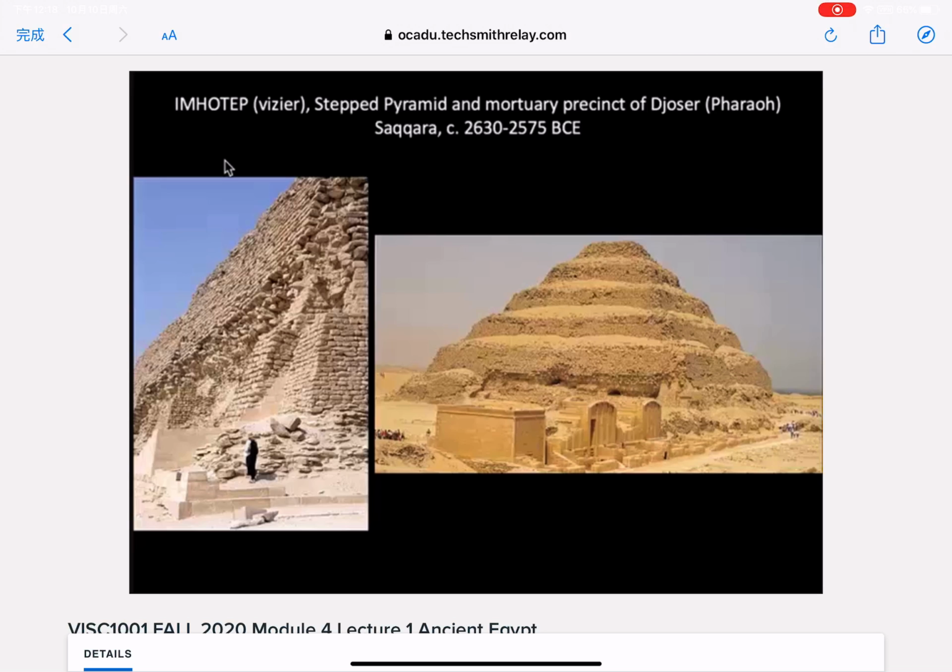The stepped pyramid is 200 feet high at a minimum, and you can see that the contour of the pyramid, its form is made of a series of mastabas of diminishing size that are stacked one on top of the other. That's why it looks like a staircase.